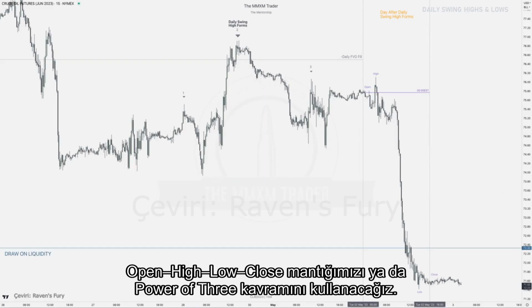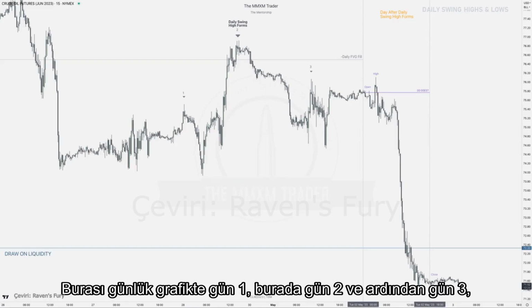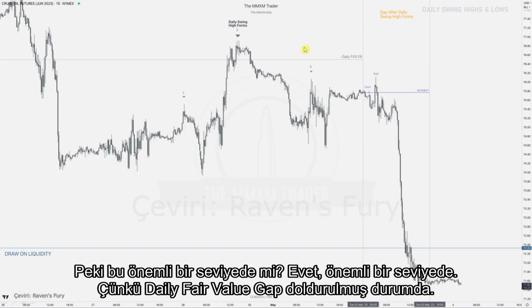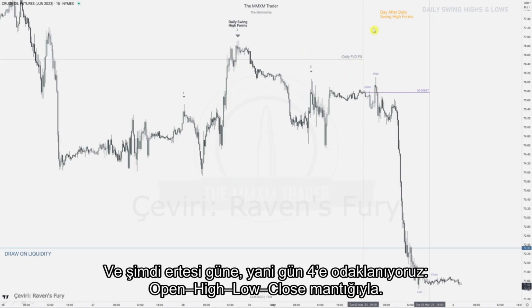So now after we focus on that 4th day, we're going to use our understanding of that open high low close, or that power of 3, right, from lesson number 1. So this is day number 1 on the daily chart, right? Day number 2 over here, and then day number 3 down here, which forms that swing high on the daily chart. Now, is it in a key level? Yes, it is in a key level, right? We've got that daily fair value gap fill, and then we're going to focus on the day after. So day number 4. Open high low close, right?